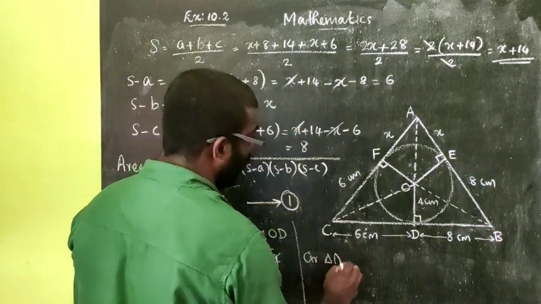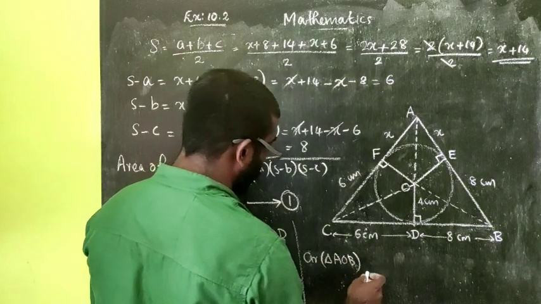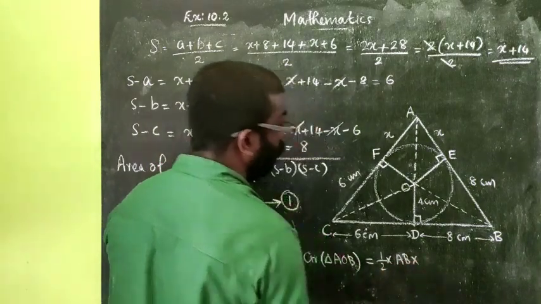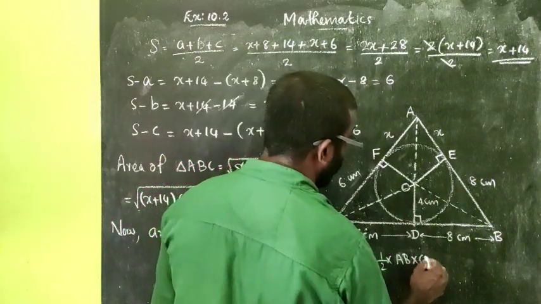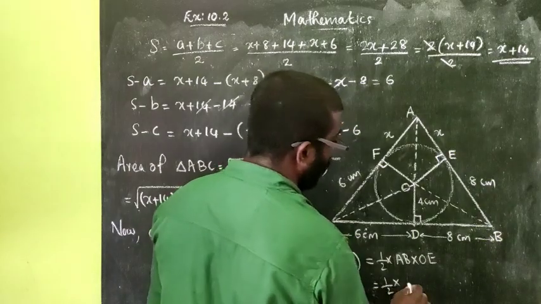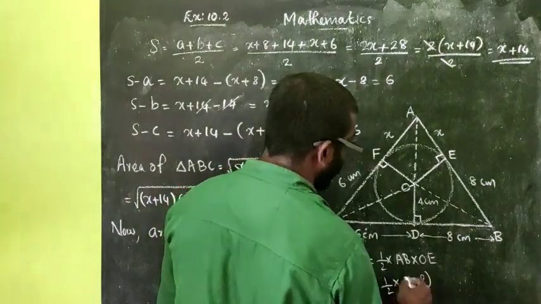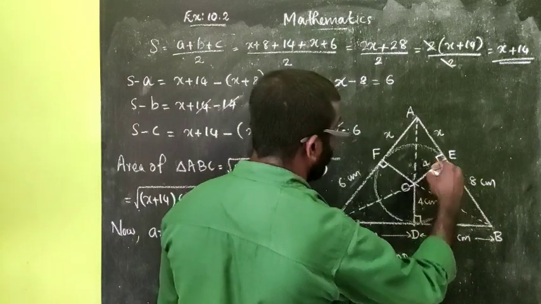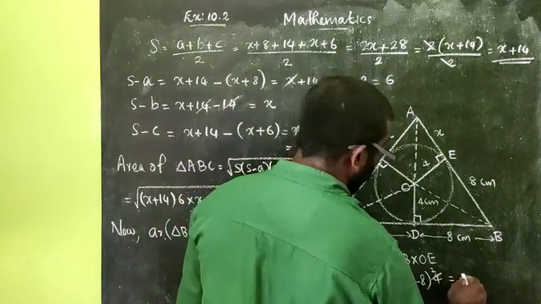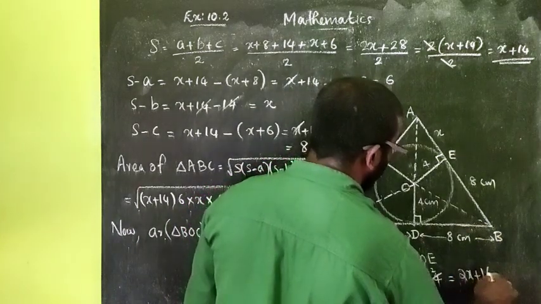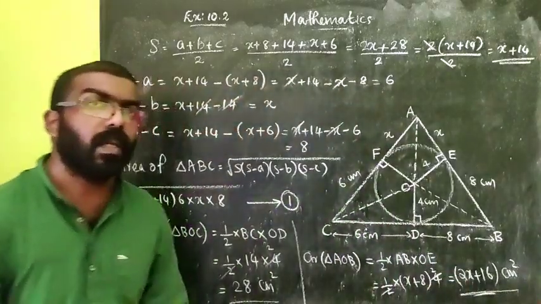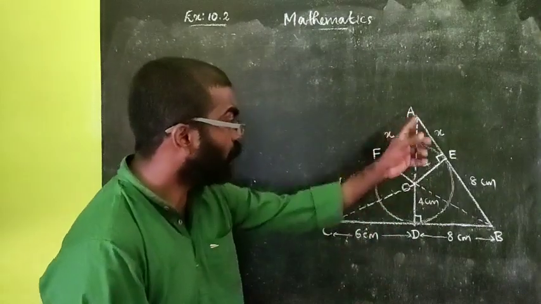Area of triangle AOB equals half into base AB into height, the perpendicular OE. We can write half into AB. AB is x plus 8 and OE, here also 4, it is also the radius. 4 and 2 cancel, 2. So 2x plus 8 into 2, 16 centimeter square. Okay. Now we can find the area of triangle AOC.